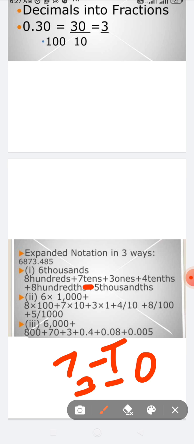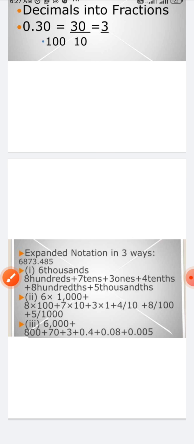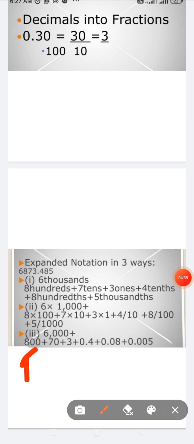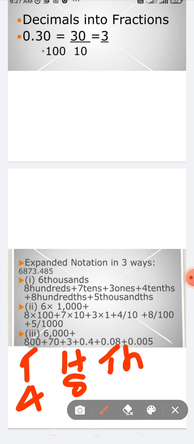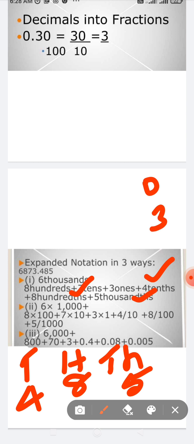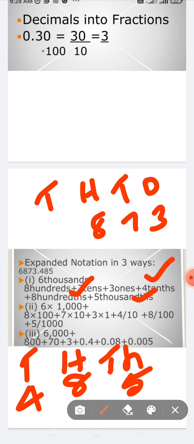And next, after the decimal point, how can you represent it? Tenths, hundredths, thousandths, likewise. How many tenths? 4 tenths. How many hundredths? 8 hundredths. And 5 thousandths, you know. So they represent 4 tenths, 8 hundredths plus 5 thousandths, isn't it, children? This is the first format, children. Ones, how many ones? 3. Tens, 7. Hundreds, 8. Thousands, 6.